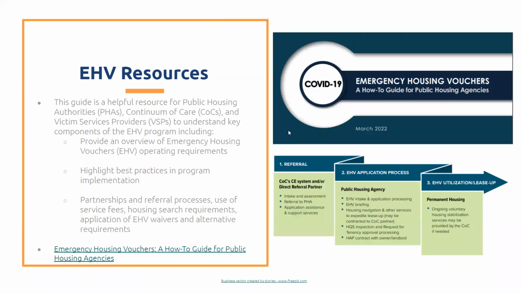HUD recently published the Emergency Housing Voucher Guide with the purpose of providing an overview of the EHV operating requirements, outlining considerations for public housing authorities in the design of their EHV programs and to highlight best practices. This guide is a helpful resource for PHAs, COCs, and victim service providers. The guide goes into details regarding partnerships, referrals, use of service fee, housing search, and application process. So we will also link the guide in our slide as well as the meeting minutes so that you can take a deeper dive into the guide and review that.